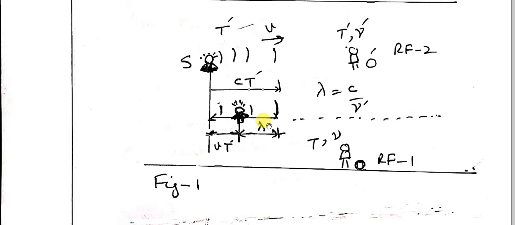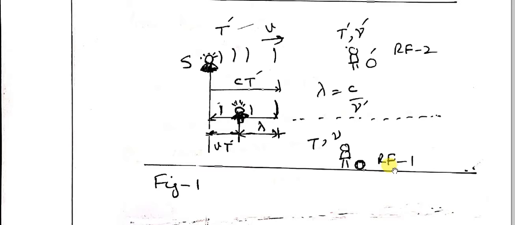This is reference frame 1 and this is reference frame 2, and this is the source, which is moving with the velocity v. This source emits light, which has speed c, and takes the time t prime to reach a certain point. Similarly, the source is also moving with the velocity v, which is a relativistic velocity. This observer will observe the time as t prime and the frequency of the source as nu prime, while lambda is c by nu prime.